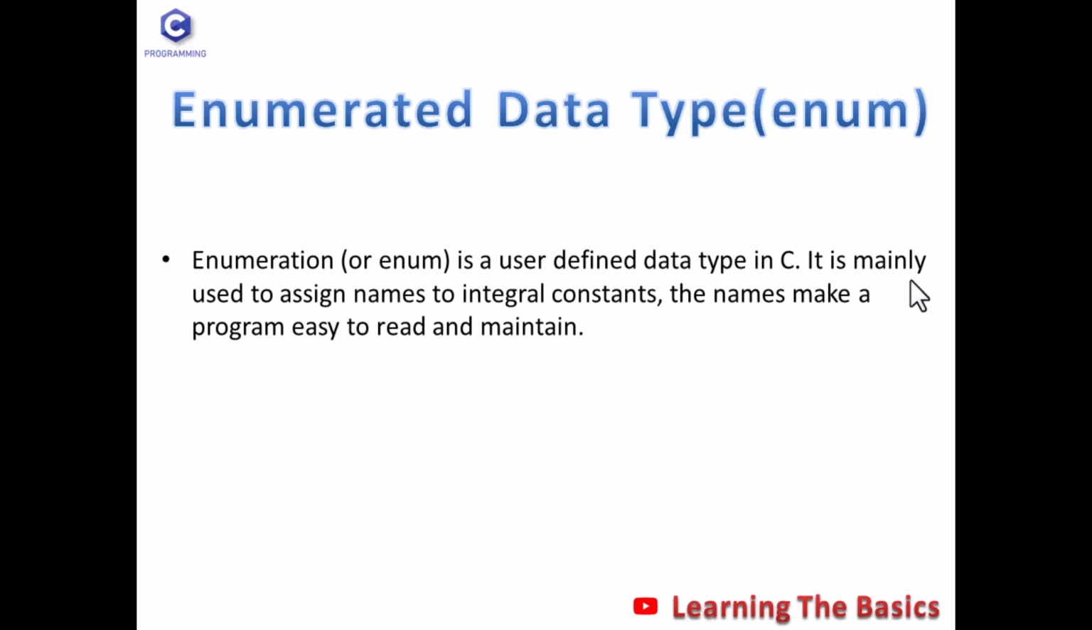This enum is a user-defined data type. It is not a predefined data type. Now, a user, which is the programmer, will define their own data type. So C made it possible for a user to have the privilege to define his or her own data type. So we'll be taking a look at how to declare an enum and how to use it.